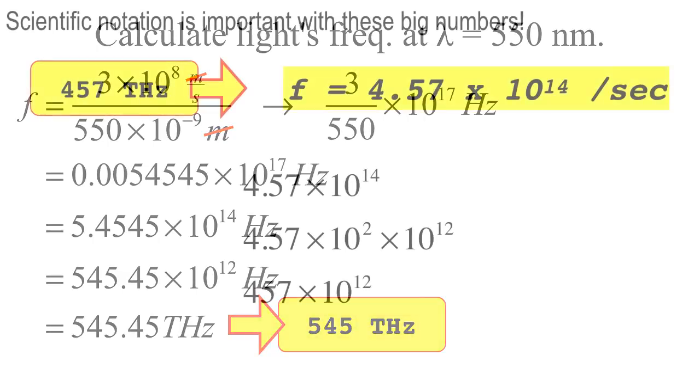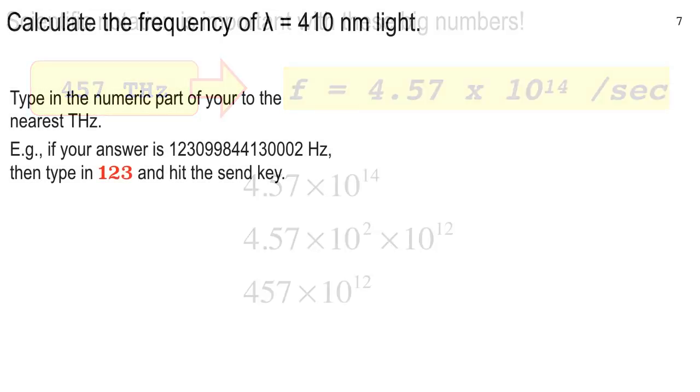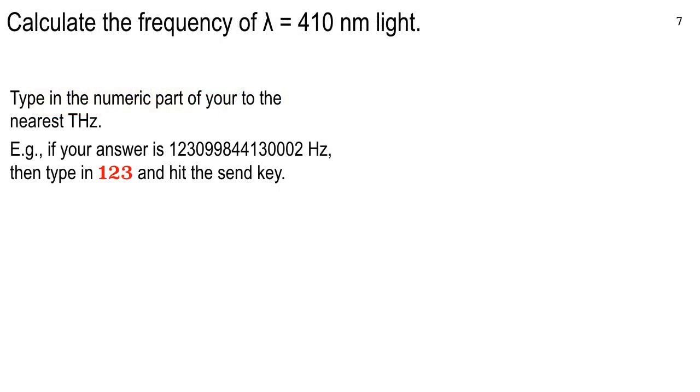All right, let's go past this one. We've already done that. All right, here we go. Calculation time. 410 nanometers. This is violet.